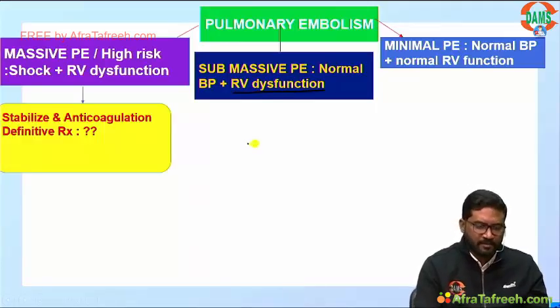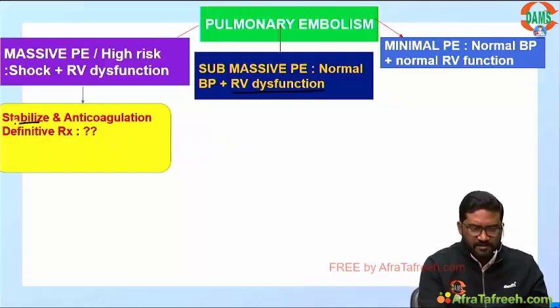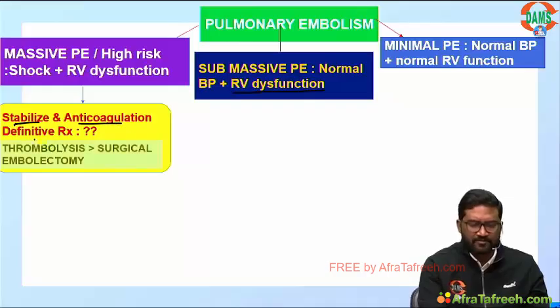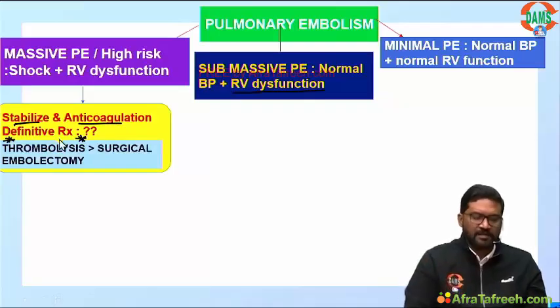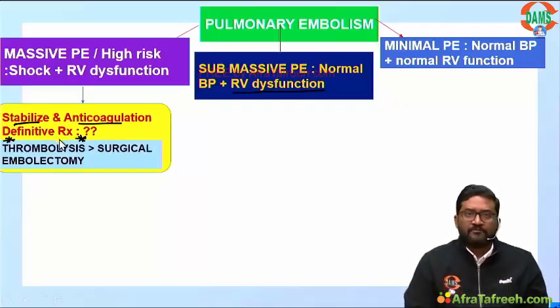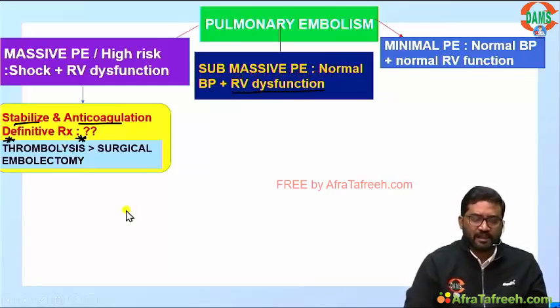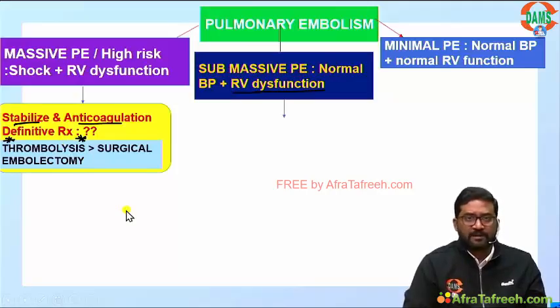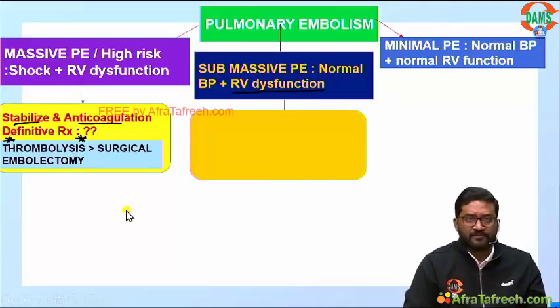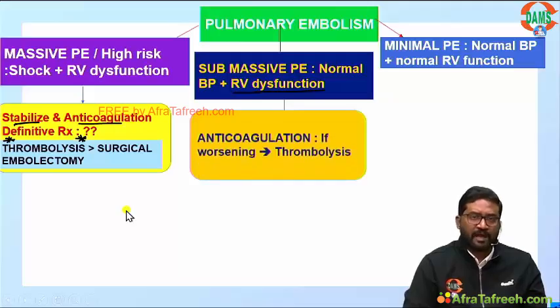So the main treatment here: stabilize the patient, give anticoagulation, and most definitive, what should be definitely done? Your answer should be thrombolysis. If the patient is not fit for thrombolysis because of some bleeding, you can go for surgical embolectomy. Then if the patient is in submassive pulmonary embolism, here the main treatment is anticoagulation. If worsening, you should go for thrombolysis.